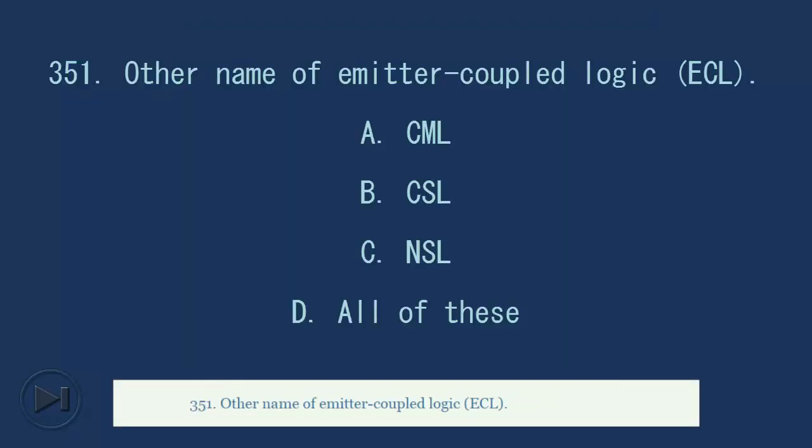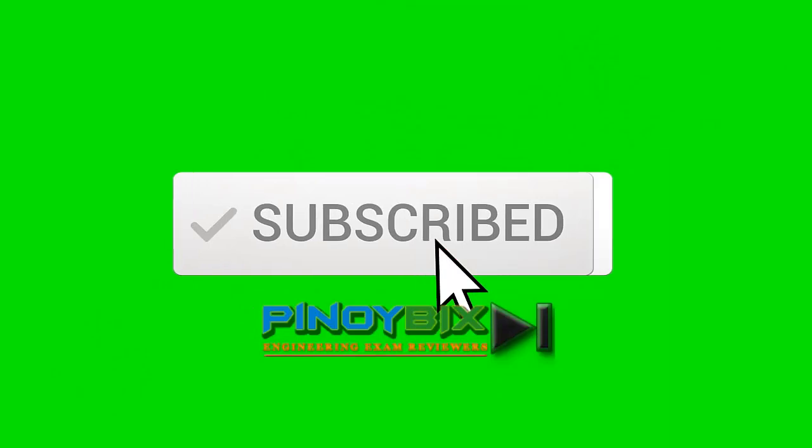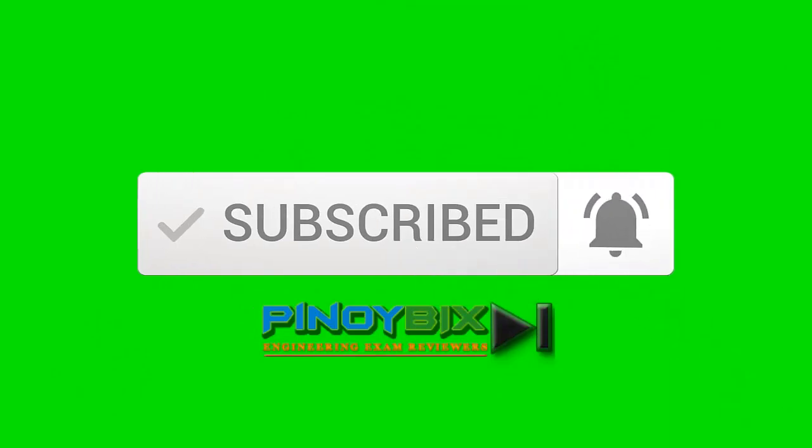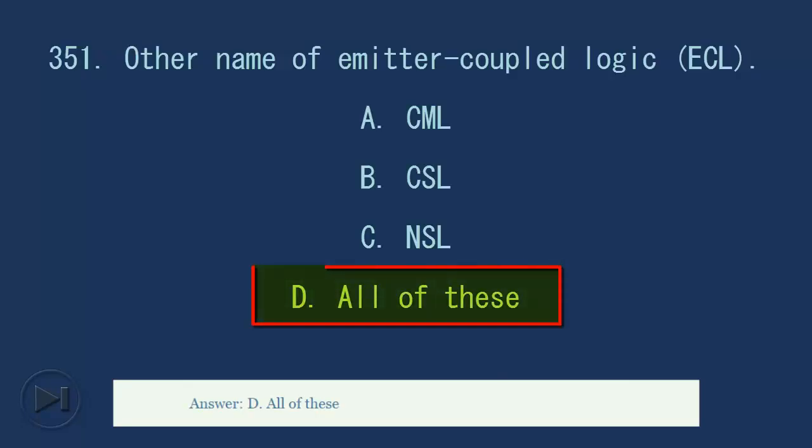351. Other name of emitter coupled logic, ECL. A. CML. B. CSL. C. NSL. D. All of these. Answer, D. All of these.